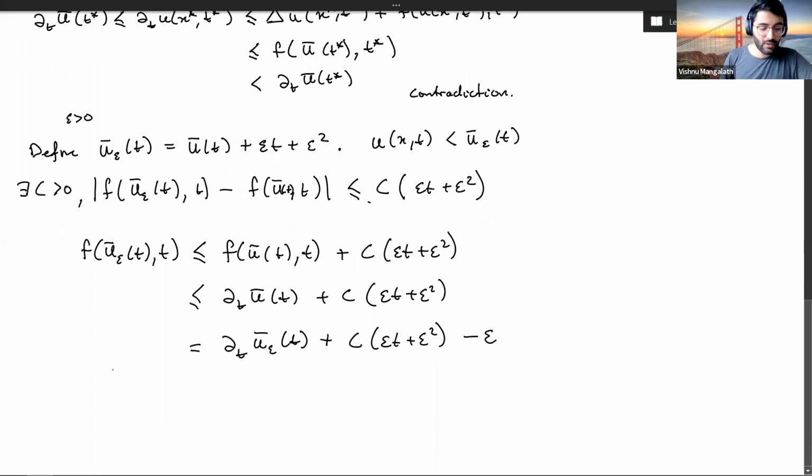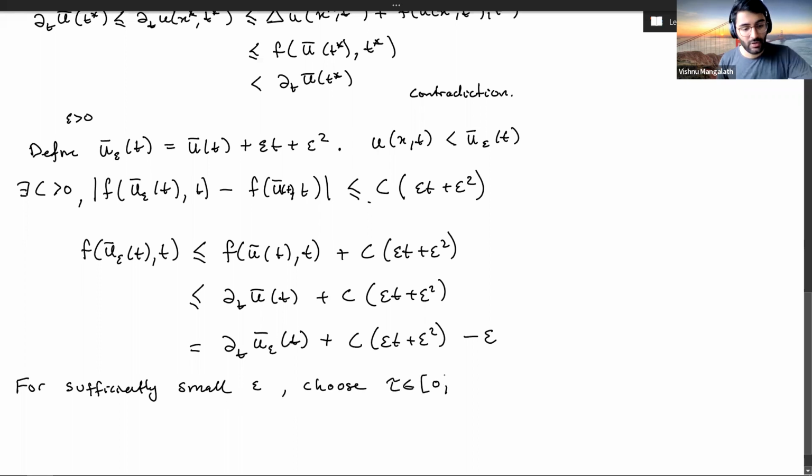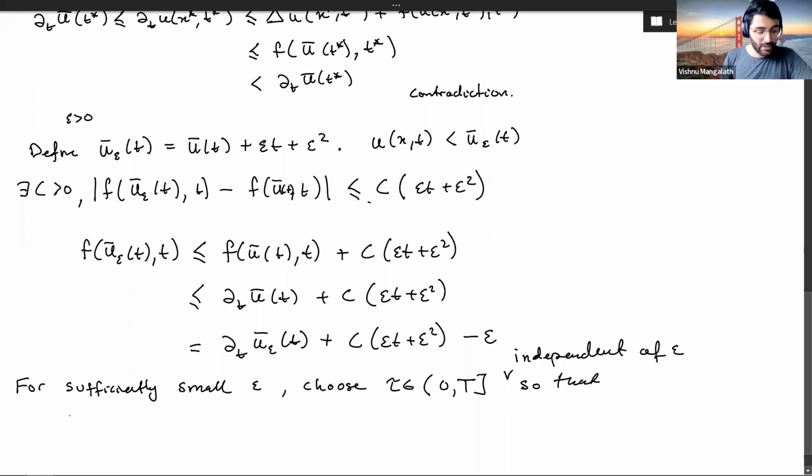Okay, so now, if you restrict to sufficiently small epsilon, you can choose a tau in the open interval (0, T), which is independent of epsilon, so that tau is less than 1 on C minus epsilon, then whenever t is less than tau, we can do this.